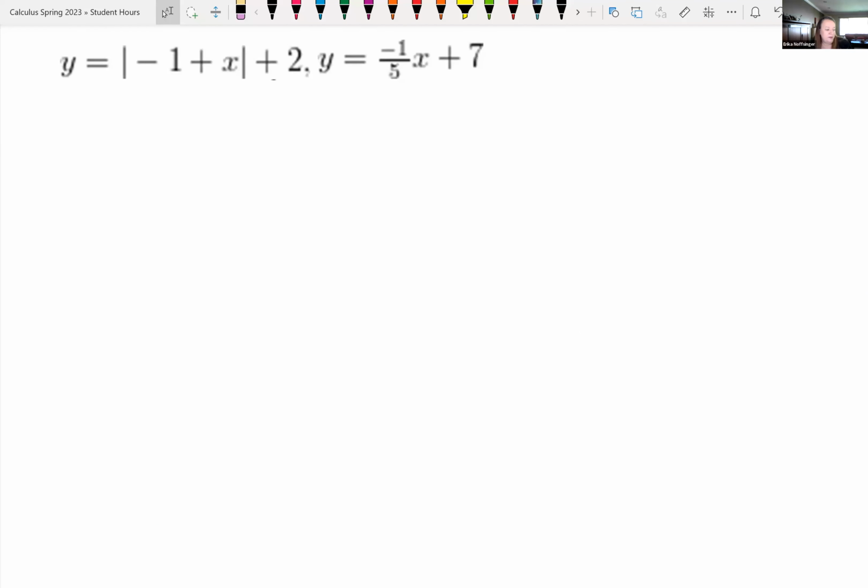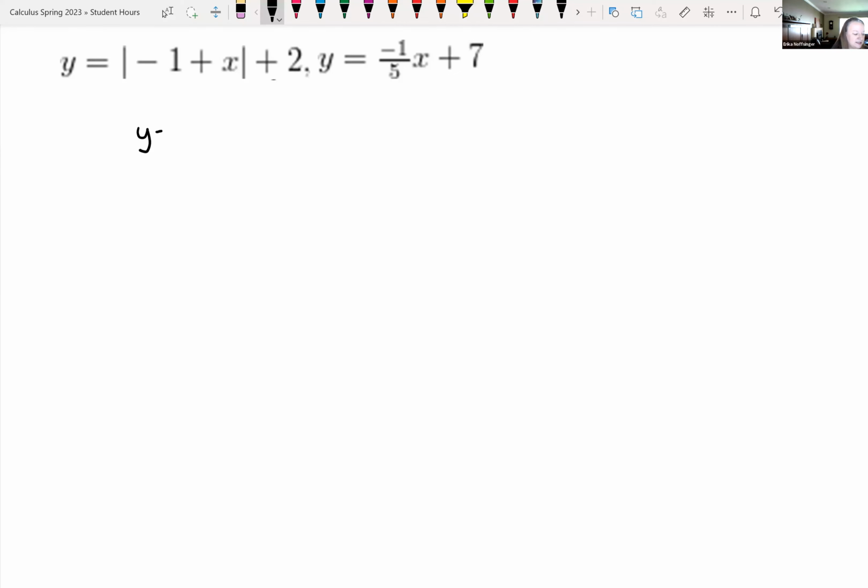Okay, so the problem in front of us now says y is equal to the absolute value of negative 1 plus x, plus 2, and y is equal to negative 1/5 x plus 7. The question said, graph the following functions and then find the area bounded between the two curves. So I noticed that we have an absolute value function. And so we can rewrite our absolute value function as the following.